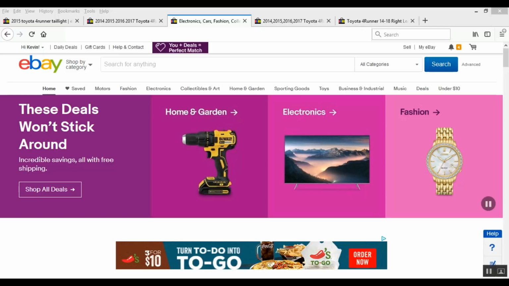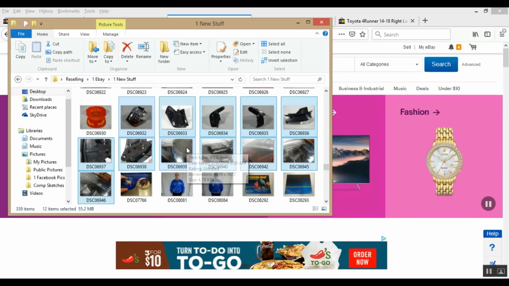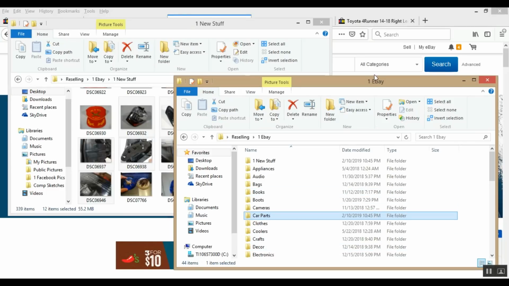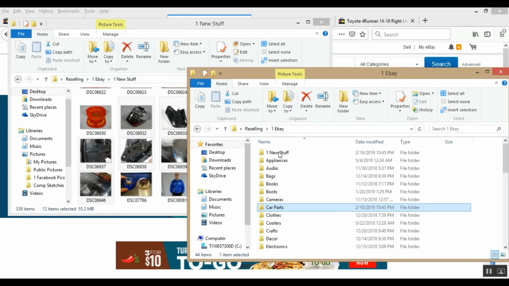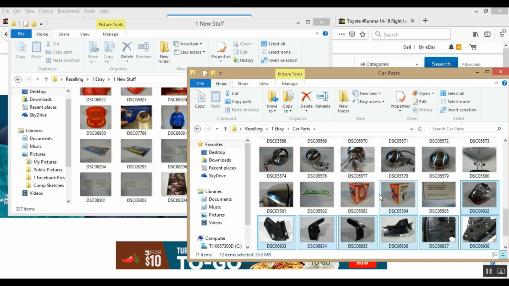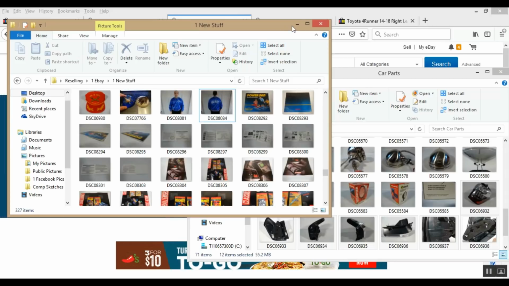Okay, so I forgot to mention this, but once an item has been listed, I like to pull it out of my new stuff folder so I don't have to look at it anymore. So I just open up my eBay folder in another, separate folder. And like I said, I have all of these different categories. So I'll put this one in car parts. I'll just drag the pictures and drop them over here, and then they're good to go. So now I just know that these are the items I still need to list.